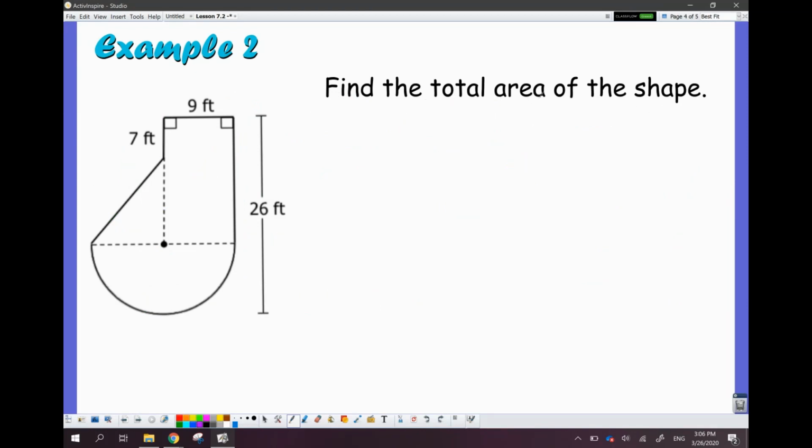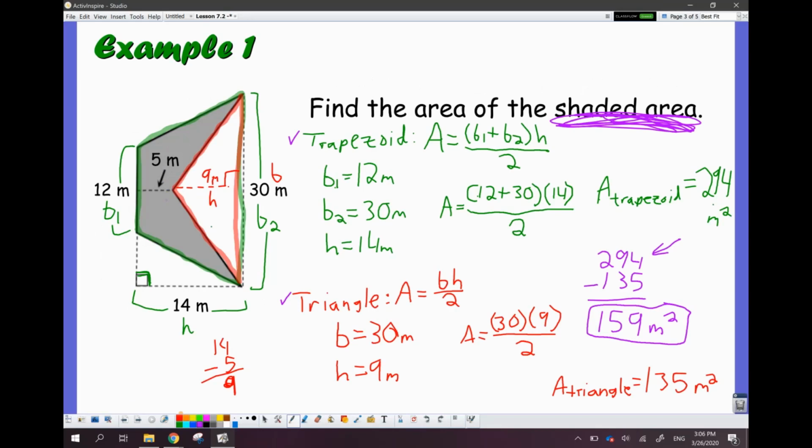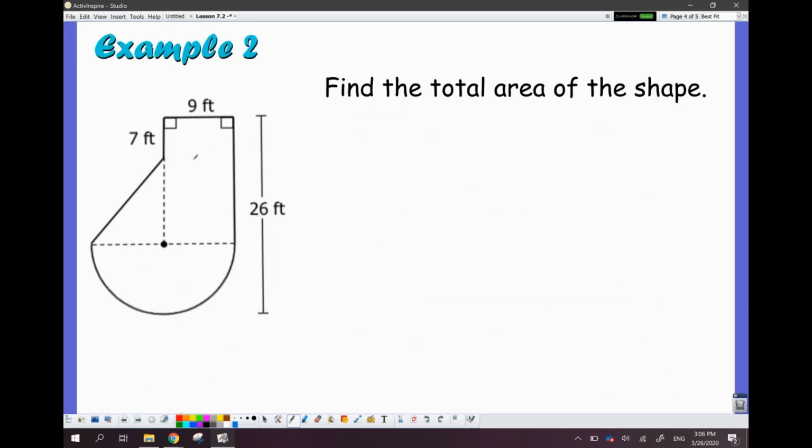Find the total area of the shape. So now you see that in our shape, there is no gray area here. So we're not finding the area of a shaded part like we did over here. Instead, we're going to be finding the area of all of these pieces and combining them, adding them to find the total area here. So let's take our highlighter and let's identify first the shapes that I have here.